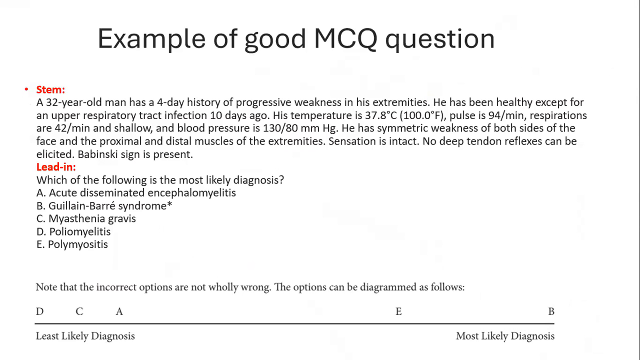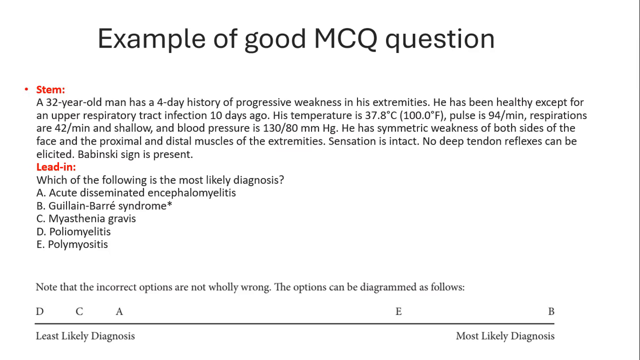This is an example of a good MCQ. For example, the stem: A 32-year-old man has a 4-day history of progressive weakness in his extremities. He has been healthy except for an upper respiratory tract infection 10 days ago. His temperature is 37.8 degrees centigrade. Pulse is 94 beats per minute. Respirations are 42 per minute, 42 cycles per minute and shallow. And blood pressure is 130 over 80 millimeters of mercury.